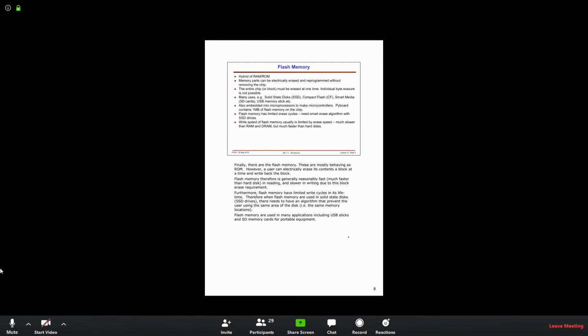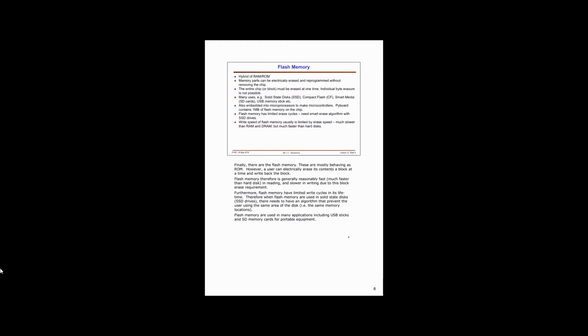There is a concept of that, but some memory chips are there, flash memory, that must be erased at one time. That means individual byte erase is not possible. One time it can be erased. So that is called flash memory, and it is the concept of the solid state disk, that is called SSD. So these are the definitions of flash memory, and in the exam there may be a short note on flash memory. These are one type of memory. Next.